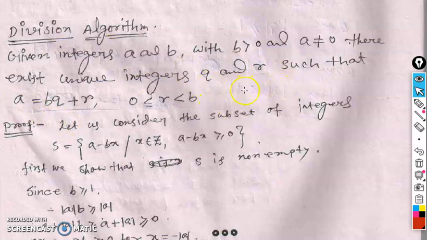q and r should be unique, that should not be different for different cases, and the value of r should lie between 0 and b, meaning less than what we divide by and at least 0. Since the divisor is initially assumed to be a positive integer, the remainder should not be a negative number. Okay, so here is the proof.